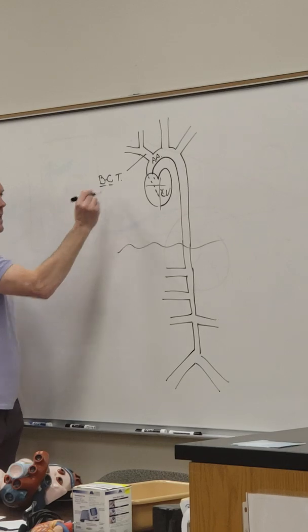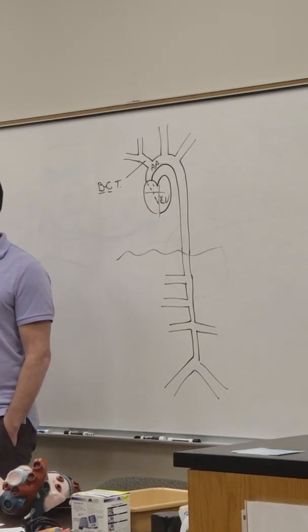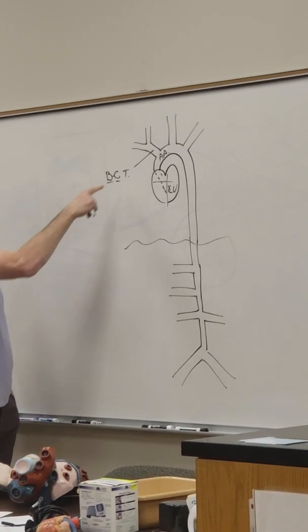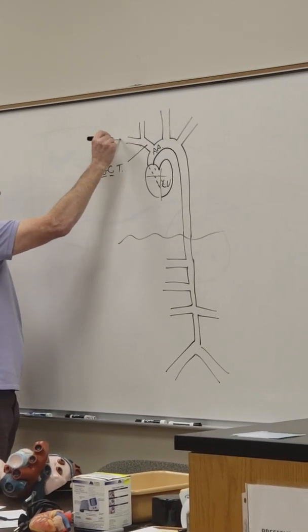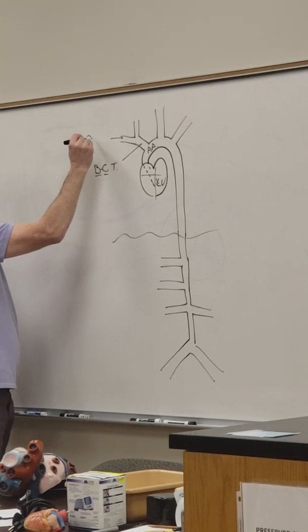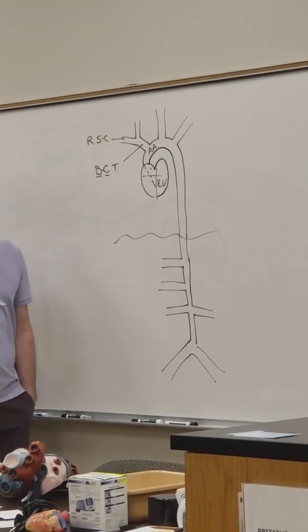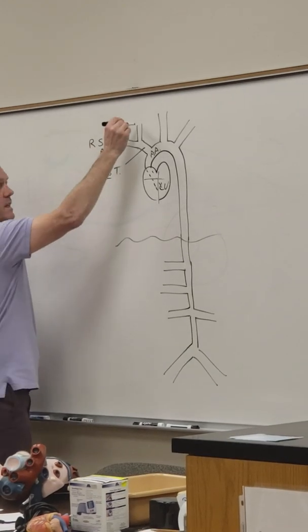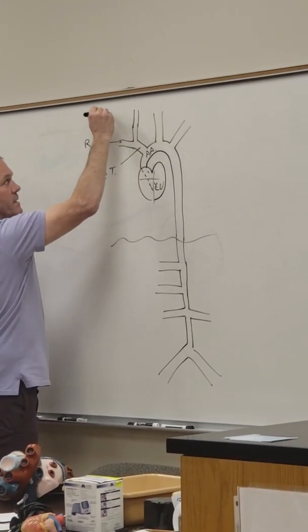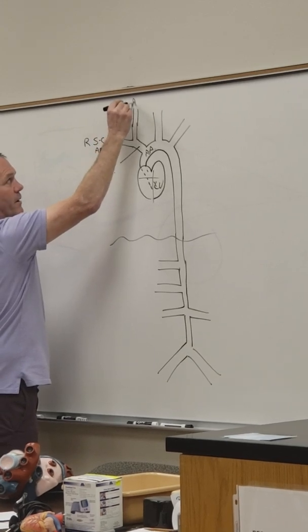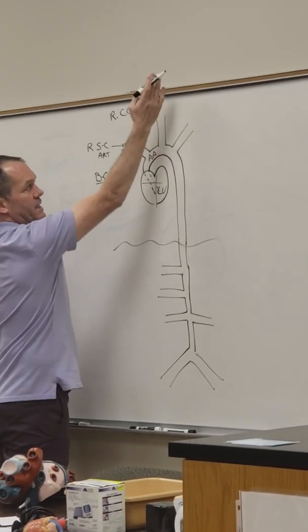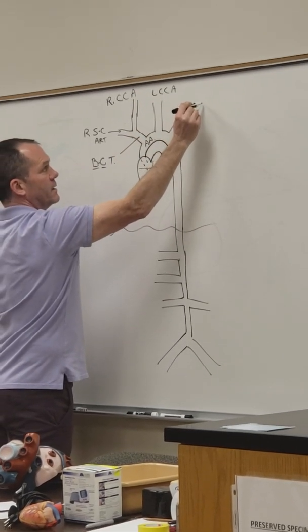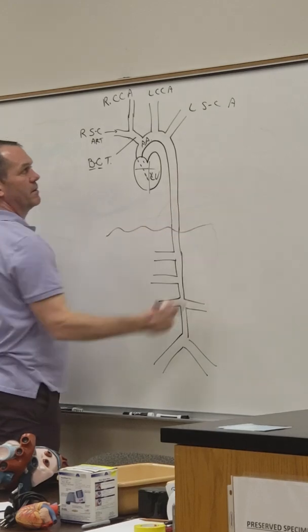And what does brachiocephalic mean? Arm. Brachium's arm, cephalic is head, right? So it's the trunk that's going to split to go to the arm. This is the right subclavian artery. And this goes up to the head. So this is the right common carotid artery. Then we've got a matching one over here. This is the left common carotid artery. This is the left subclavian artery.